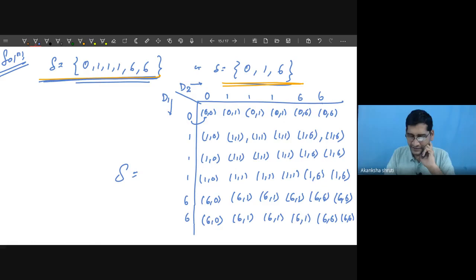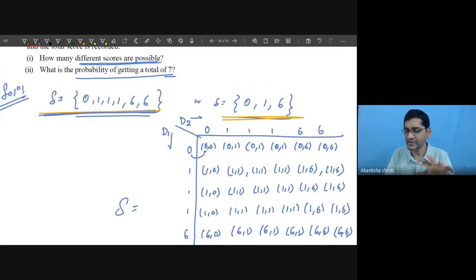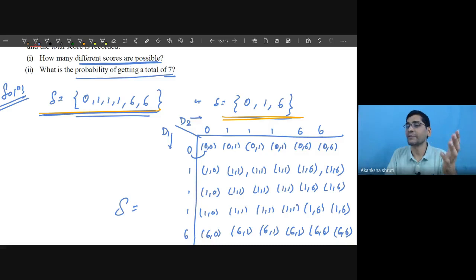Any student have any different opinion? Yes, Vivek? The same or different? Same, sir. A student, I have already told you the sample space and event, what do we mean? Sample space is collection of all possible outcomes.